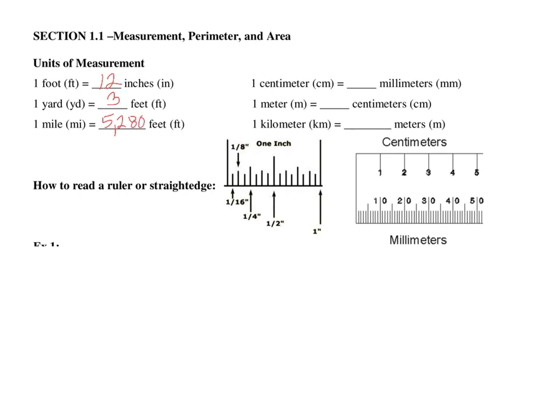Now, for centimeters, millimeters, and kilometers, we're going by tens because we're working with the metric system. So 1 centimeter is equal to how many millimeters? That would be 10. And 1 meter is equal to how many centimeters? That's 100. All right, and 1 kilometer is equal to how many meters? 1,000. That's the nice thing about the metric system. Everything goes by tens.